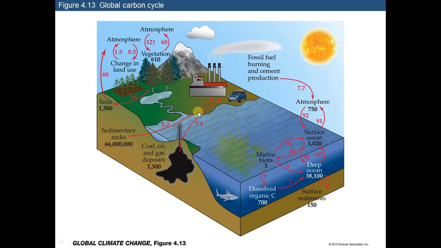What about the fastest rate of exchange, the greatest rate of exchange of carbon per year between any storage pools? It's this one. 121 gigatons of carbon is transferred between the atmosphere and vegetation, such as trees shown here, plants, each year. That's part of photosynthesis. Okay, part of photosynthesis.